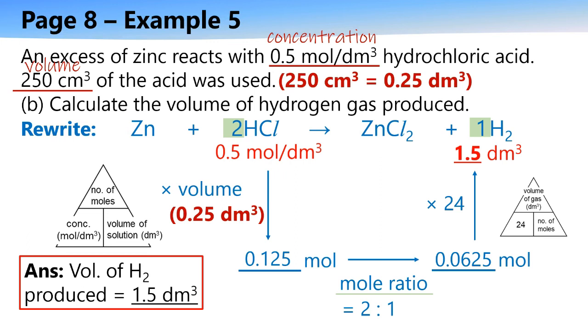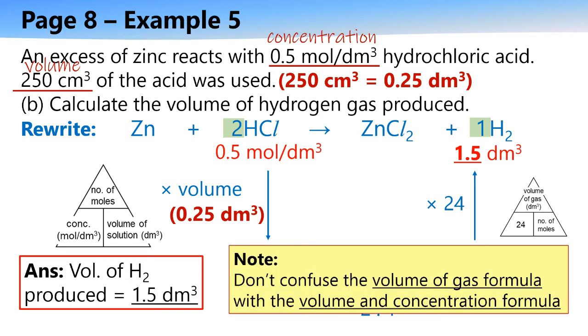Something to take note of, because I see this error in many students. Do not confuse the volume of gas formula with the volume and concentration formula. The volume of gas is for gases, and is multiplied by 24, and the volume and concentration formula is for aqueous solutions, like, in this case, hydrochloric acid.